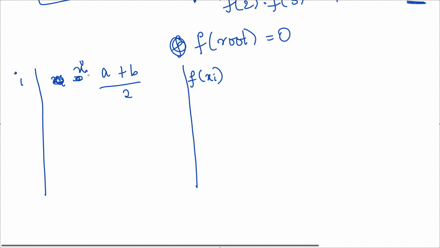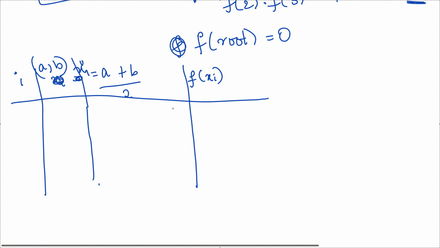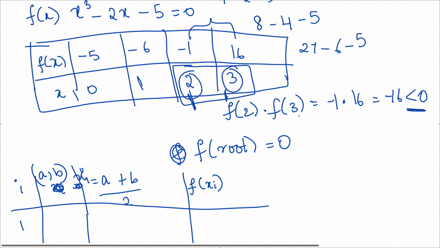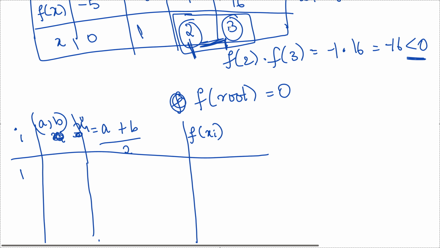So xi is equal to this. I'll write a comma b, the interval is here. Now initially, in the first step, what is the interval we have got? 2 and 3. If you notice here, f of 1 into f of 3 is also less than 0. You can consider this as an interval also. But when we keep shrinking, we again end up getting a value between these two. So if you find any two values, it is good to take. So we have got 2 and 3. So 2, 3 is a and b.